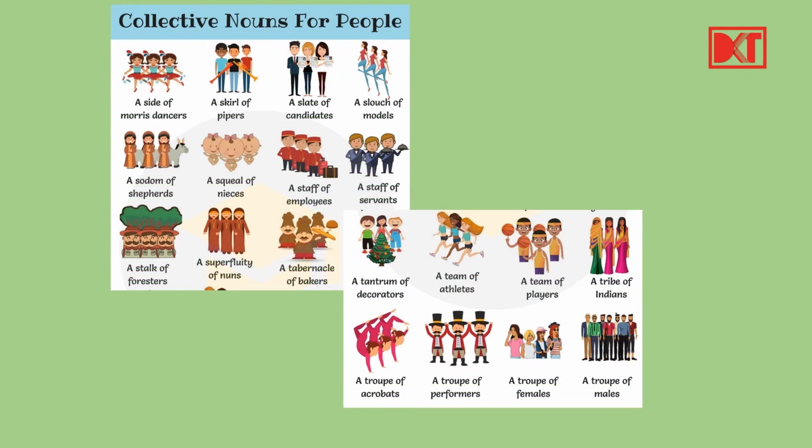Okay, here we are talking first about collective nouns of people. For example, if we have certain Morris dancers, we say a side. What is the collective noun here? Side. A side of Morris dancers. If we have pipers, we say a skull of pipers. There are certain candidates for a certain job or some opportunity. So we don't say a group of candidates. Rather, a group of candidates is called a slate of candidates. Models, we say a slouch of models.